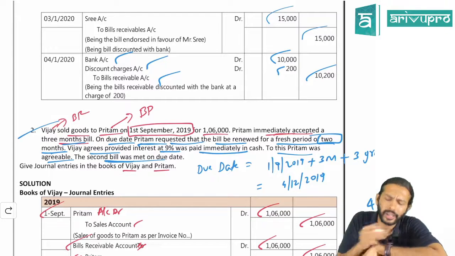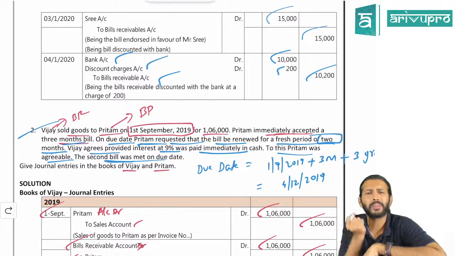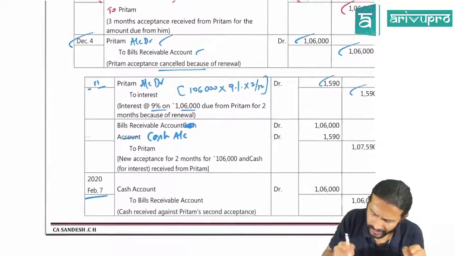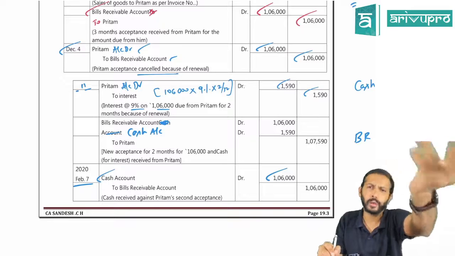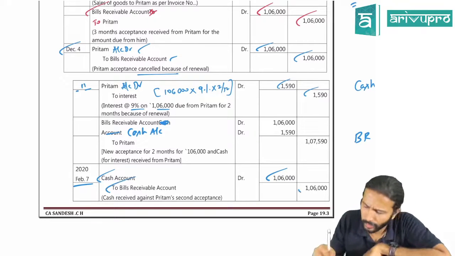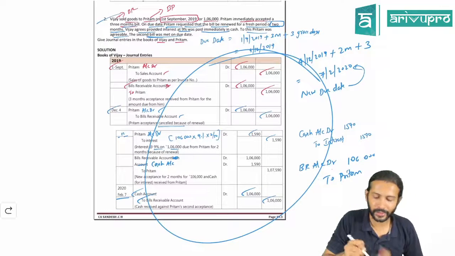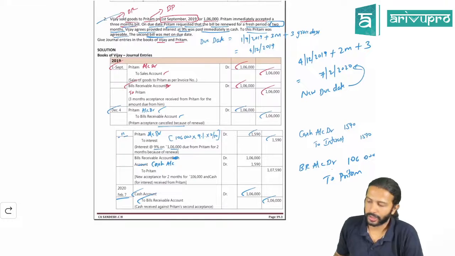So on maturity, Vijay will give the bill to Preetham and Preetham will give the money to Vijay. So money will come into Vijay's account, which means you write cash or bank account debit 1,06,000. What do you have to give? The bill to Preetham. So bill receivable account 1,06,000. This way accounts get settled. This is your scheme of entries in case of renewal. Okay, this is important.